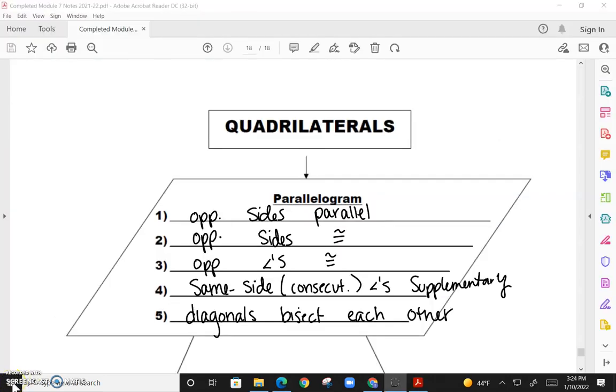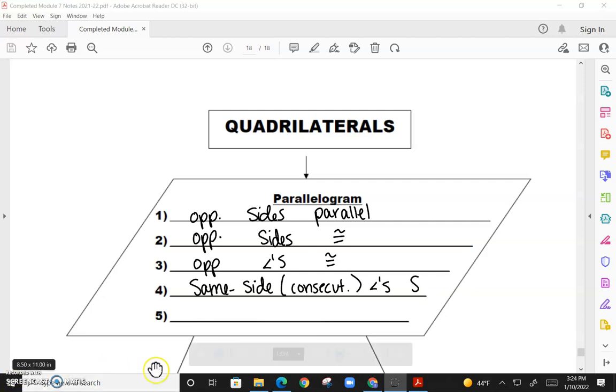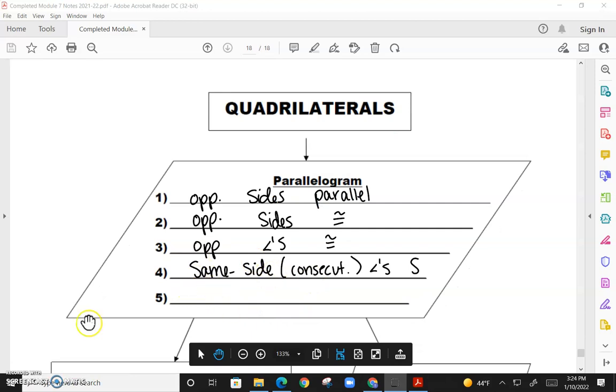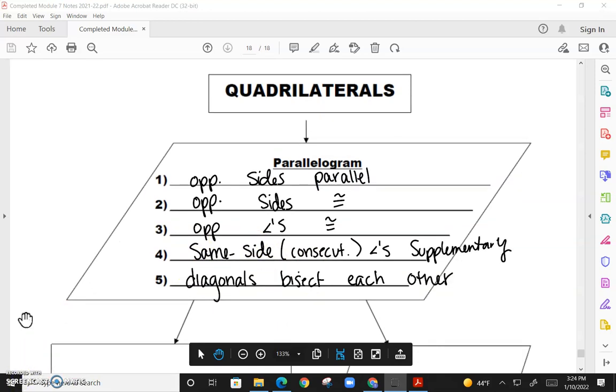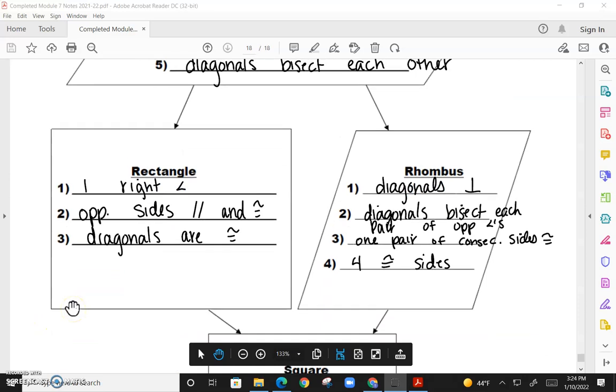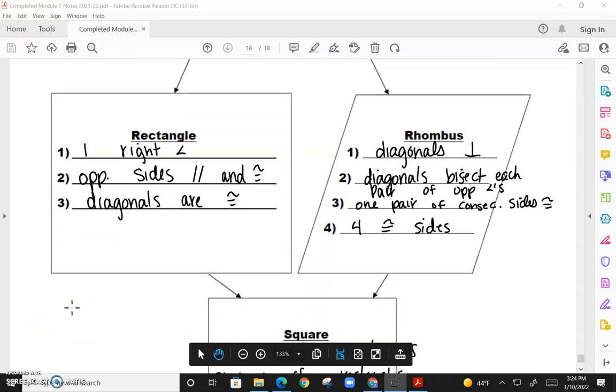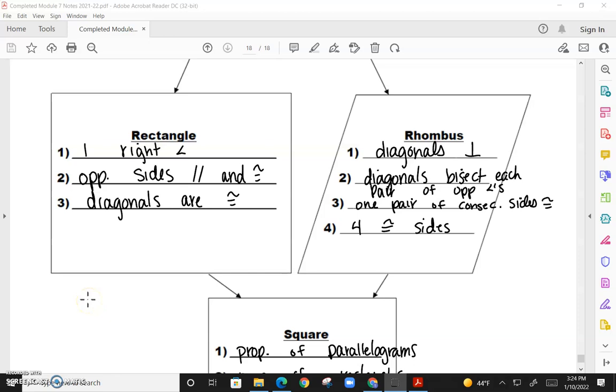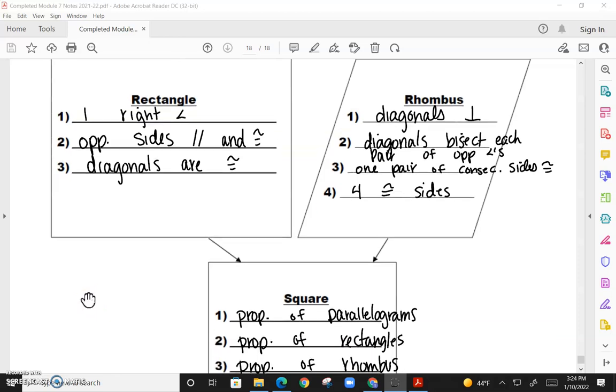So here are those 5 properties for a quadrilateral. Opposite sides parallel, opposite sides congruent, opposite angles congruent, and then same side or consecutive angles are supplementary, and the diagonals bisect each other. Here are your properties for rectangle and rhombus. So again, go ahead and pause so that if you do not have those down, you can go ahead and get those down. And lastly, square.